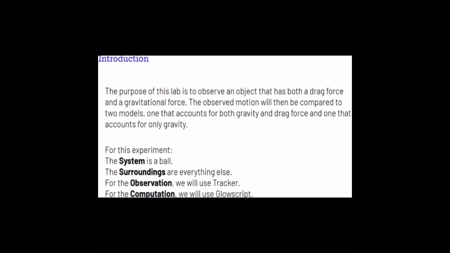In terms of the introduction, the purpose of this lab is to observe an object that has both a drag force and a gravitational force. The observed motion will then be compared to two models: one that accounts for both gravity and drag force, and one that accounts for only gravity. For this experiment, the system is a ball, the surroundings are everything else, and for the observation we will use Tracker, and for the computation, we will use GlowScript.